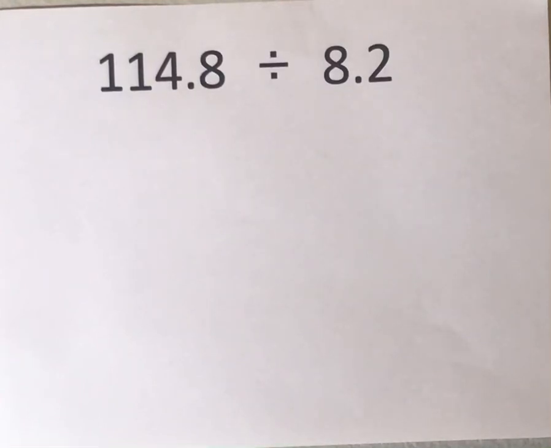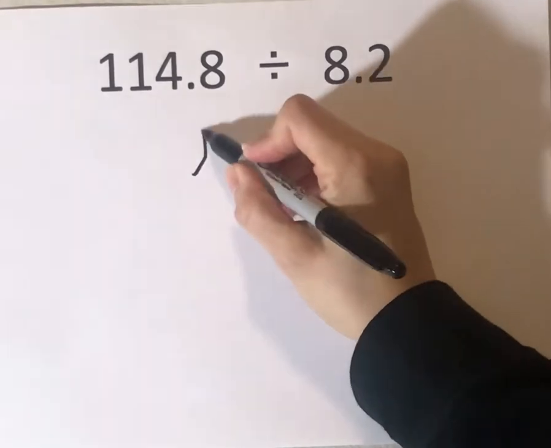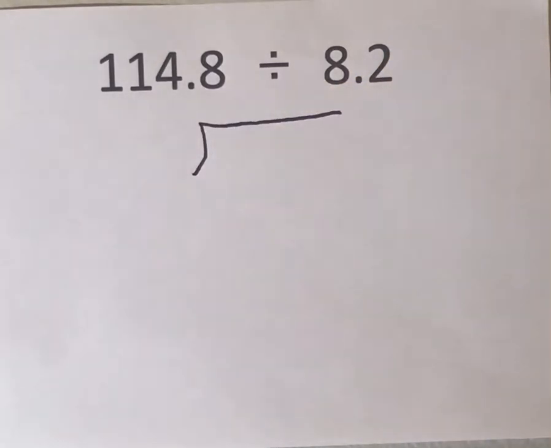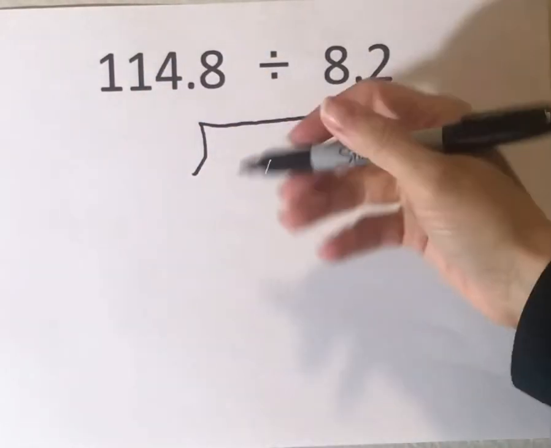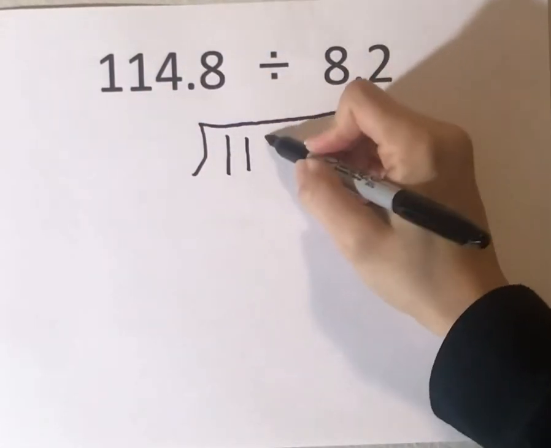All right, we're going to divide decimals. So we're going to divide 114 and 8/10 divided by 8 and 2/10. We're going to first do that by setting up our little bracket. Looks like that. And remember that the first number goes in here, which we call the dividend. So we're going to put that here.